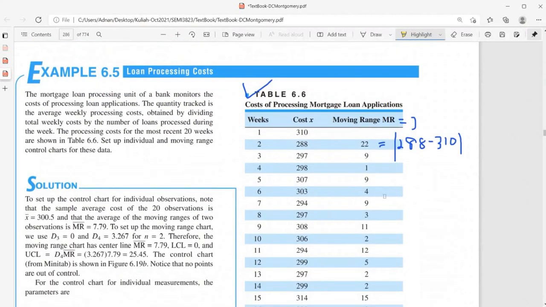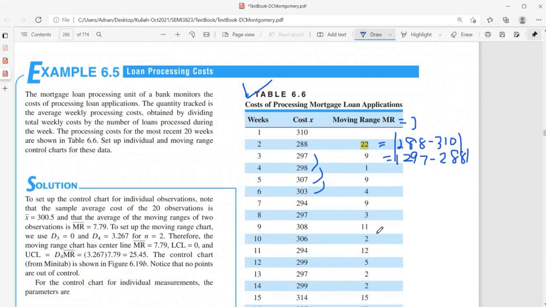Okay, so we repeat the same. For the next number we have 297, minus 288, so you have 9. Here it is negative, but no problem, we just take the magnitude only. So we have 9, and we continue, this and this, this and this, and so on.